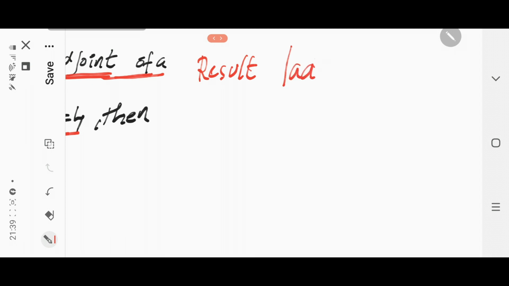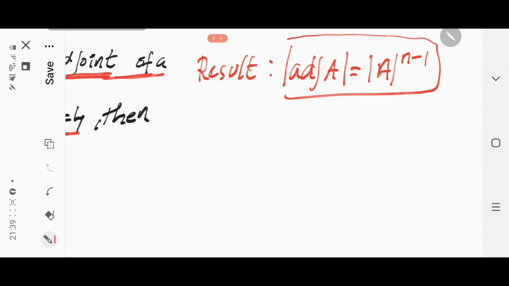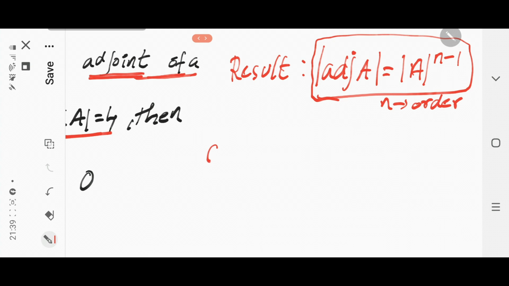Determinant of adjoint of A is equal to determinant A raised to n minus 1. Do you remember this result? It's a very important result in matrices. Determinant of adjoint of A is equal to determinant A raised to n minus 1, wherein n is the order. Here adjoint A is given to you, and that is given as P, right?